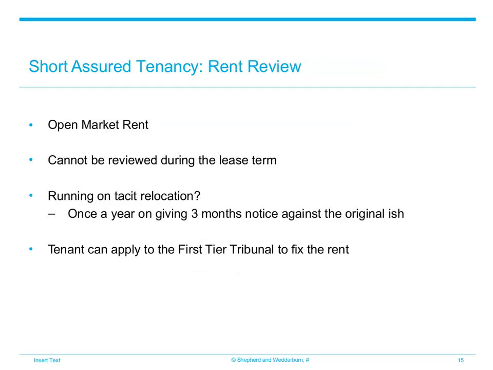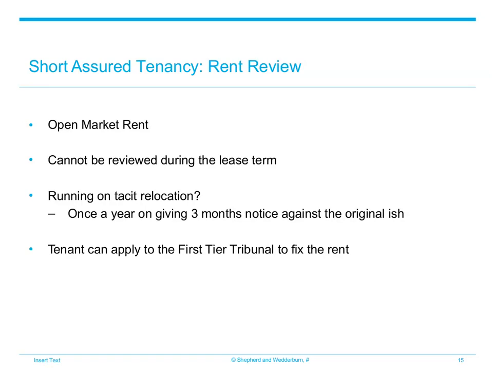Now, because of the short nature of a short assured tenancy, normally 6 months or a year, rent is not normally reviewed in that period, and in any event, the landlord cannot review the rent during the contractual term of an SAT. Instead, the rent will be reviewed when the original lease terms come to an end. Thereafter, it can be reviewed once a year, with the landlord giving not less than 3 months' notice.